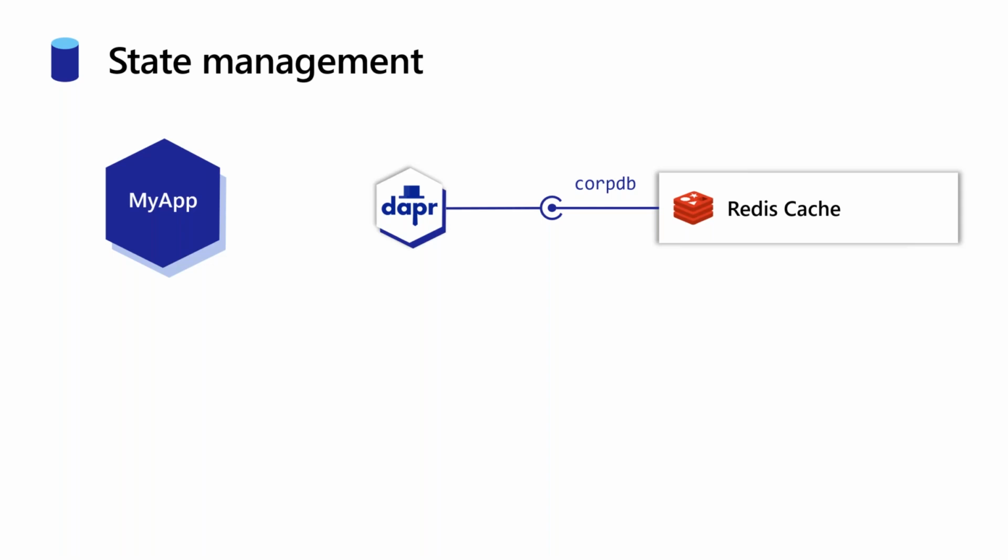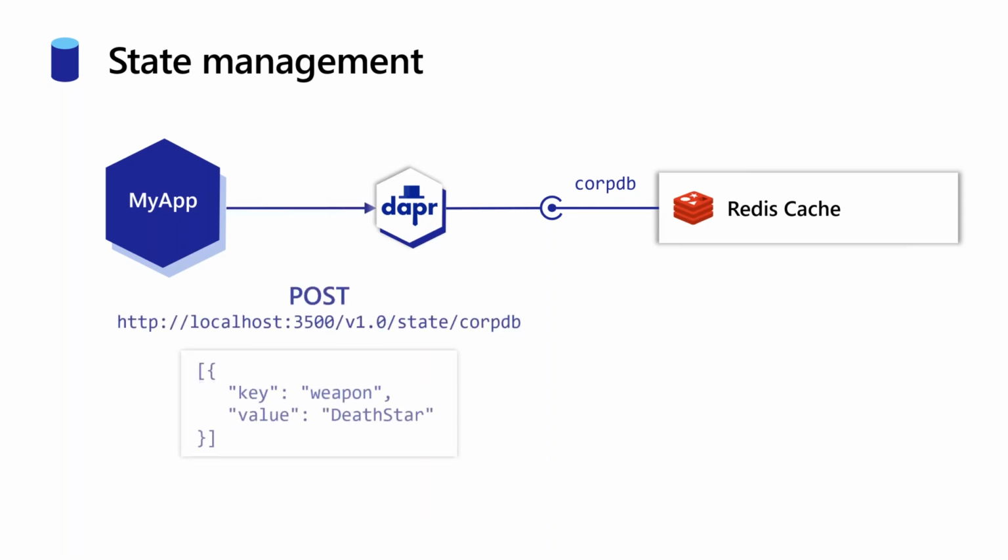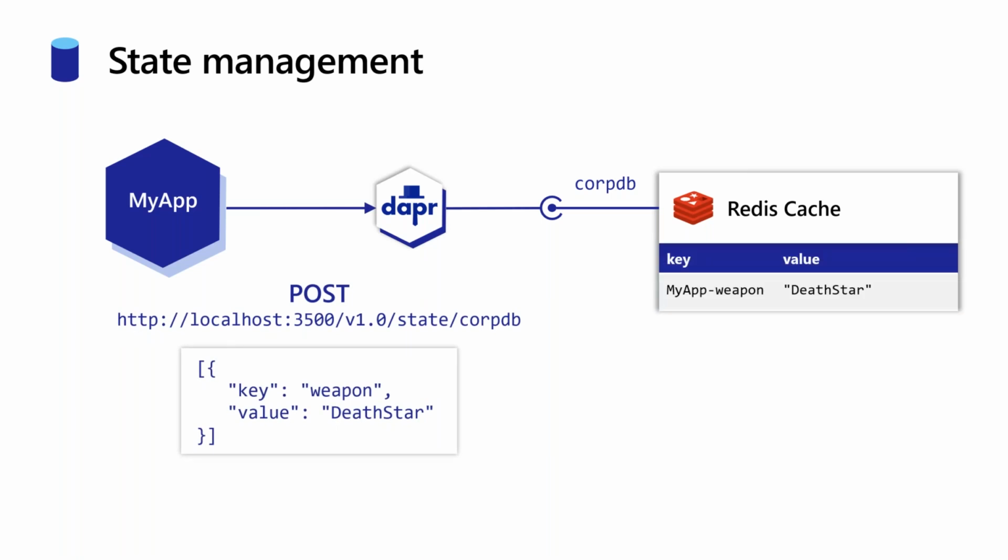In this way, you can take advantage of DAPR running as a sidecar and take advantage of one of the pluggable components that you plug in there. For example, in this particular case, I'm taking advantage of Redis as a way that I can store my state information. Here, I can set up a named state store called corpdb. Now I can take advantage of the state API to call onto corpdb, and all I have to do is give it key value pairs. In this case, the key is weapon and the value is Death Star. It's stored into my state store of my choice.